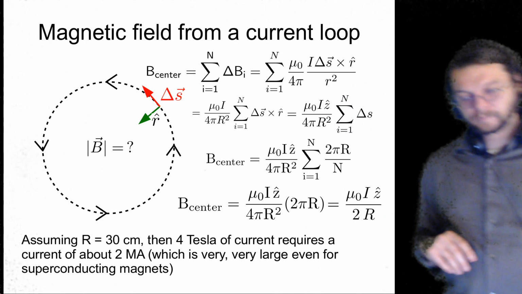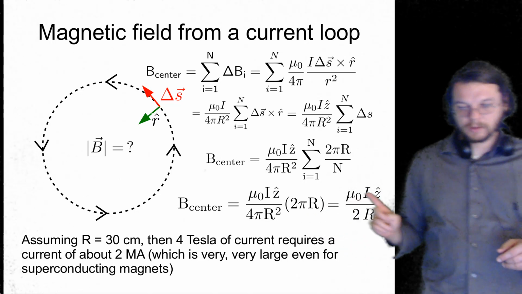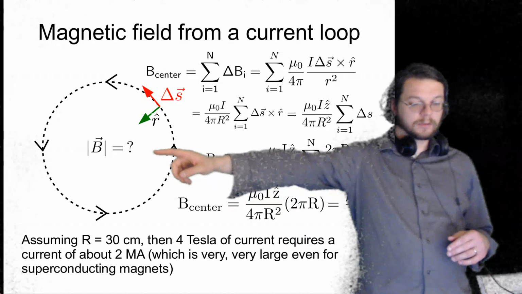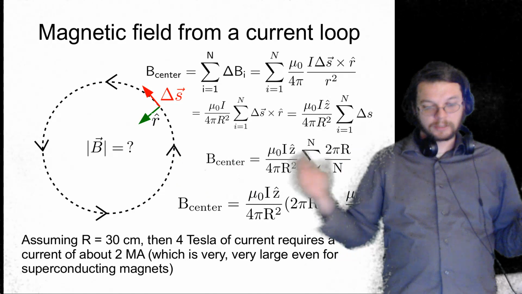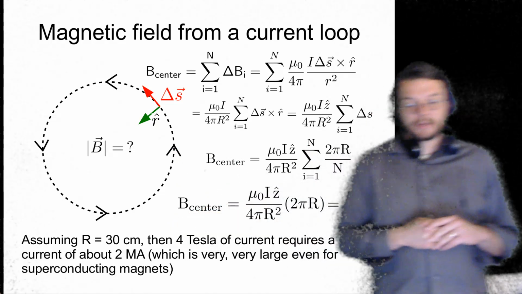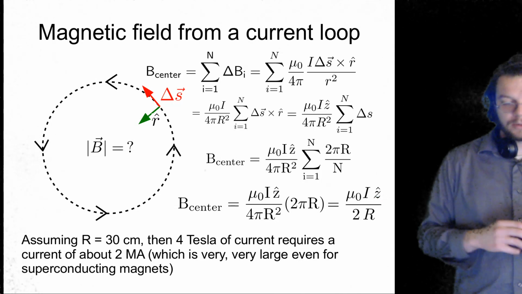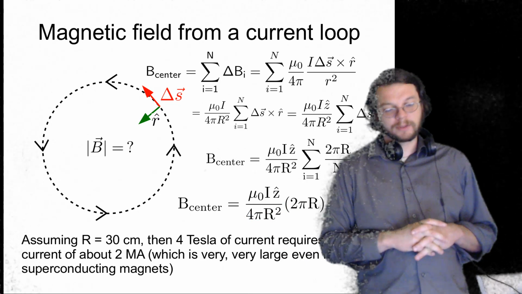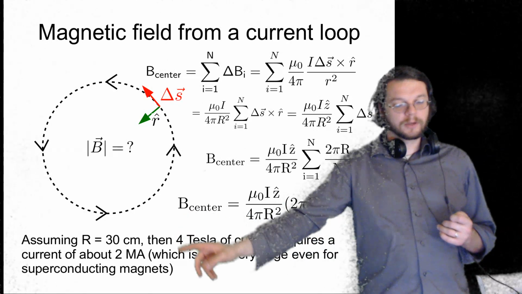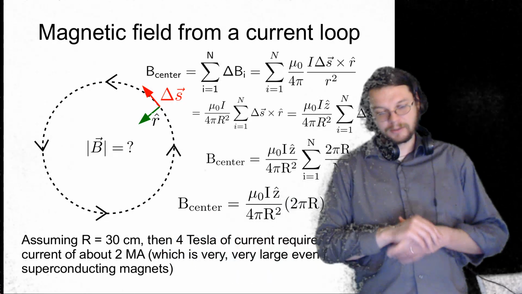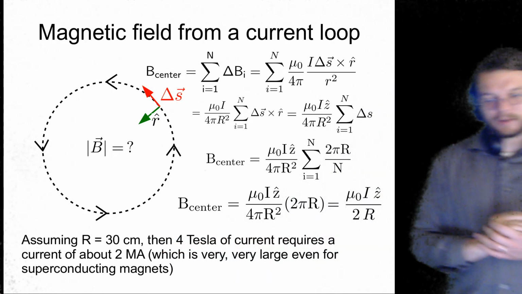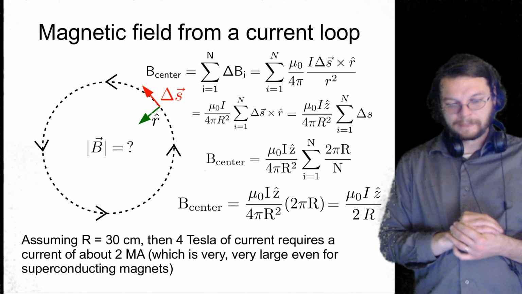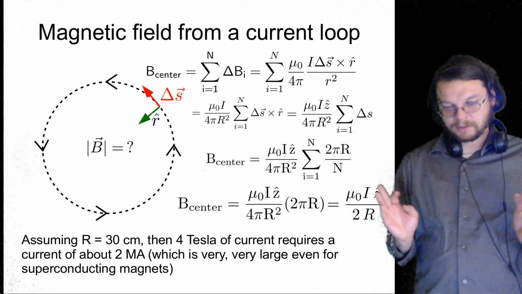So now we can take this relation and say, well, according to the press release, they got 4 Tesla of magnetic field at the center of this loop. And from the picture, at least, it looks like the radius is maybe 30 centimeters. So you can solve for the current that would be required to create 4 Teslas. If you run the numbers, you will find that the current is 2 mega amps, 2 times 10 to the 6 amps, which is crazy large even for advanced magnet systems. It's just kind of crazy. So something's missing here.